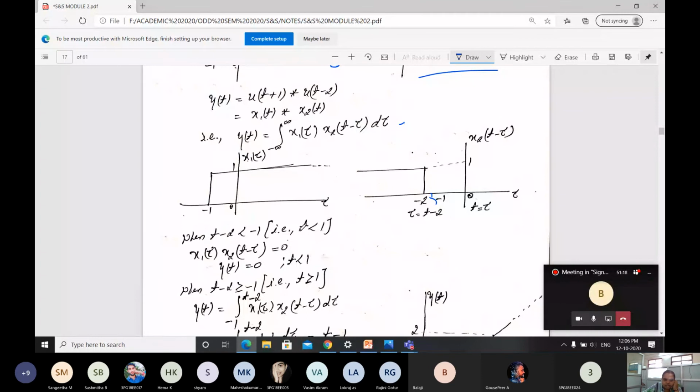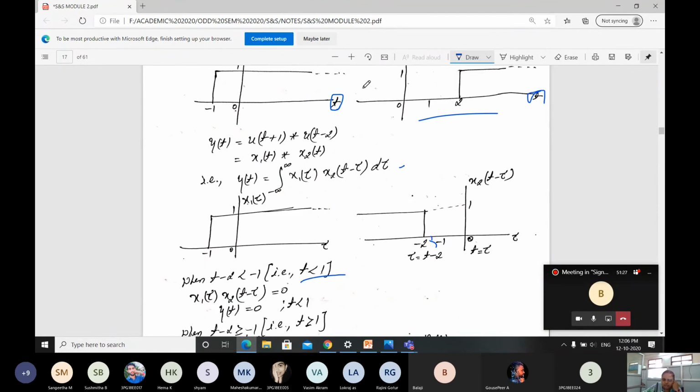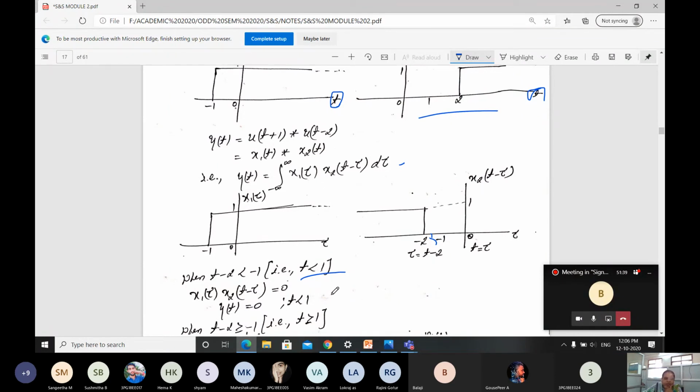For the condition when t is less than 1, is there any signal here? It is not having any signal. For this signal also it is not having any signal. So x1 of tau into x2 of t minus tau is going to be 0. Y of t is going to be 0 when t is less than 1.